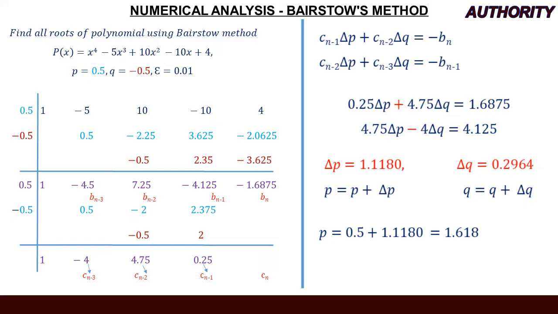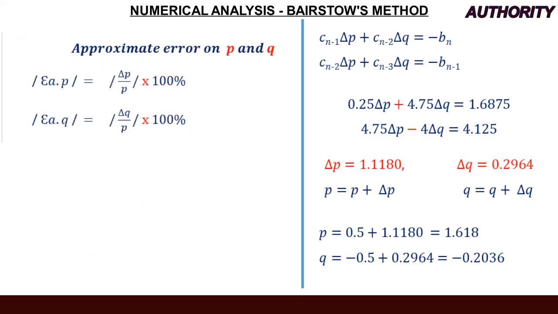Now, what about Q? Q is going to be minus 0.5 plus 0.2964. Okay? That 0.2964 is the delta Q, right? When we add together, it's going to be minus 0.2036. Are we together? Yes. Now let's go.